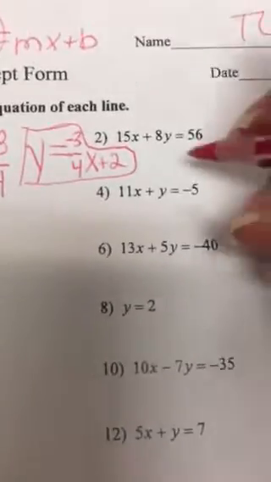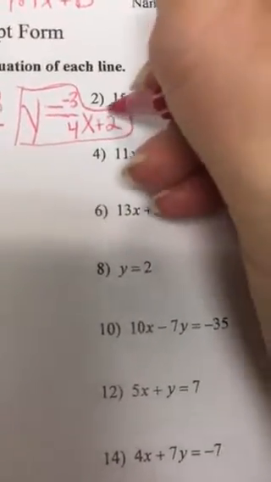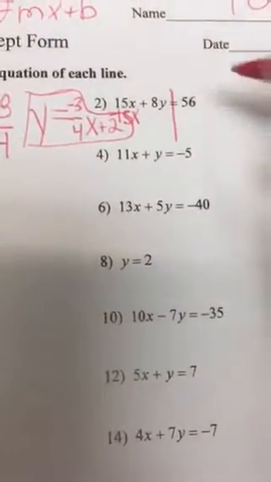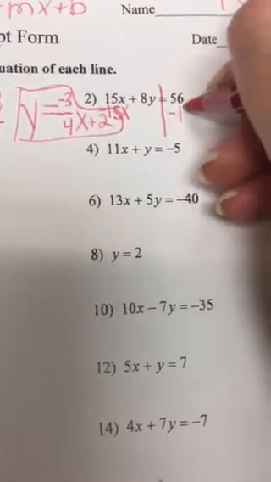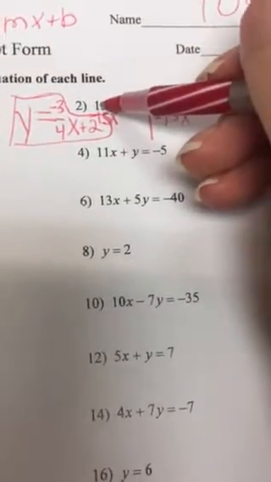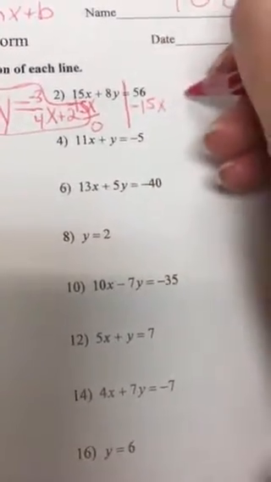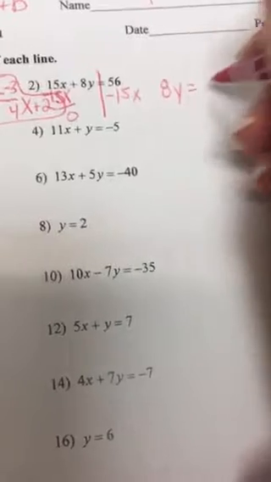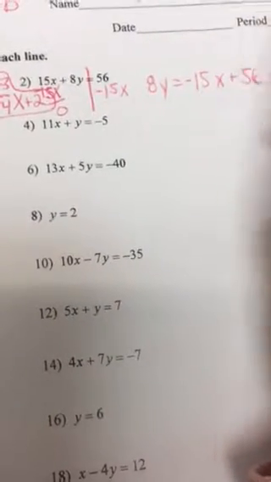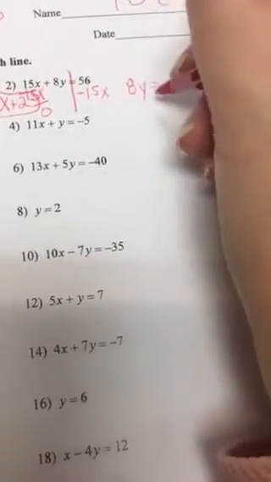Number 2, 15x plus 8y equals 56. Well, I know it's not in slope-intercept form because the y is not by itself, so I'm going to subtract 15x from both sides. I'm subtracting because the 15x in the equation is positive. So I'm left with 8y equals negative 15x plus 56. It's plus 56 because the 56 is positive.